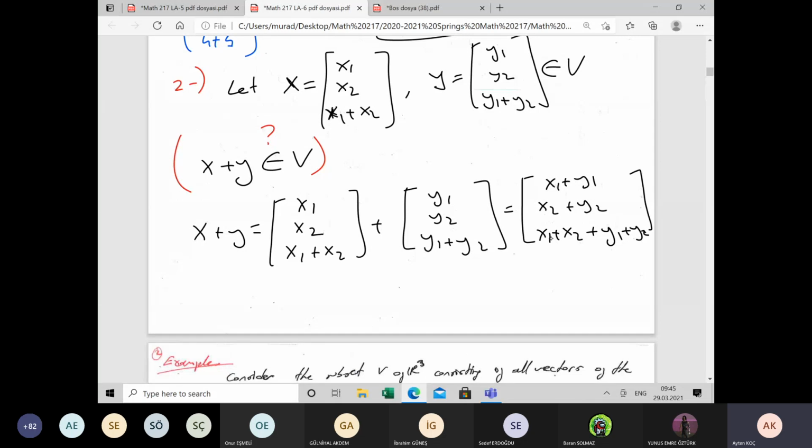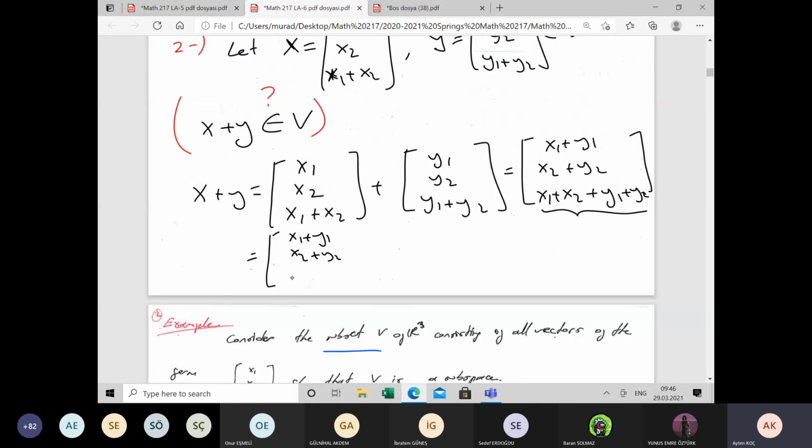And so this part can be written in this form: x1 plus y sub 1, x2 plus y sub 2. Look at the third component and rewrite it. We can write x1 plus y sub 1 plus, changing the order, x2 plus y sub 2. It's okay, because x1, x2, y sub 1, y sub 2 are real numbers. So look at this form.